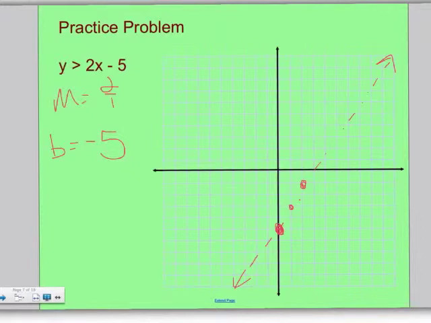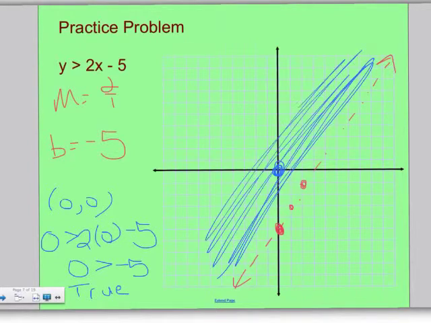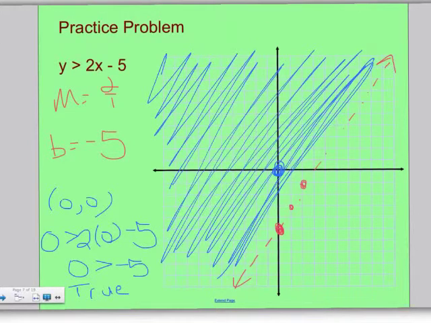The next step is checking to see if 0, 0 lies on the line. And since it doesn't lie on the line, we are allowed to use it. So I'm going to plug 0, 0 in. So I've got 0 is greater than 2 times 0 minus 5. That means that 0 is greater than negative 5, which is again true. Since it's true, we shade in that side. And that will be our final graph. If it was false, we would shade in the side that did not contain 0, 0. So let's take a look at a few more examples.